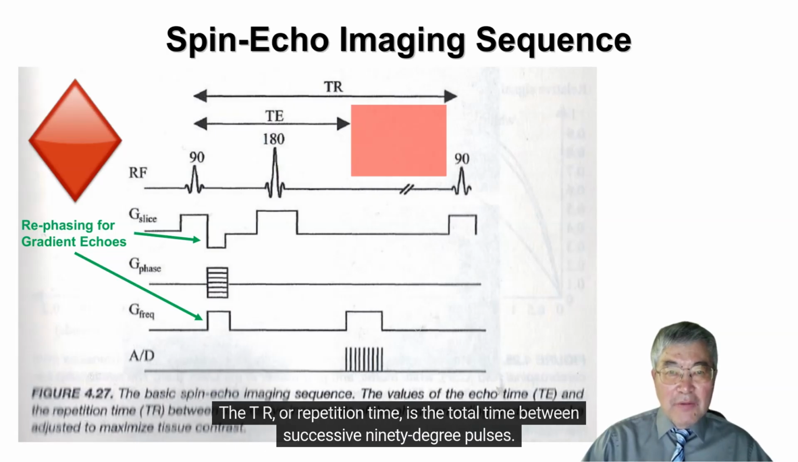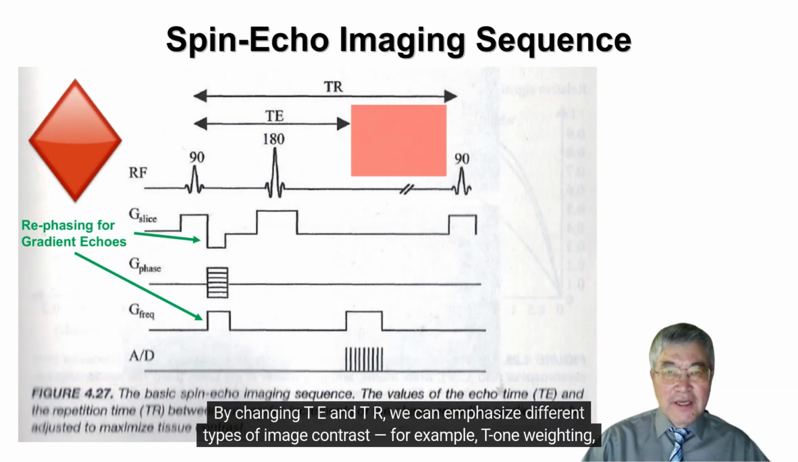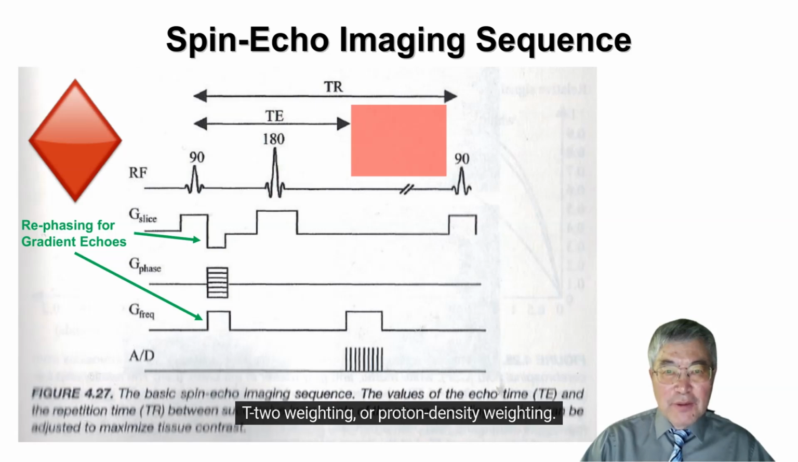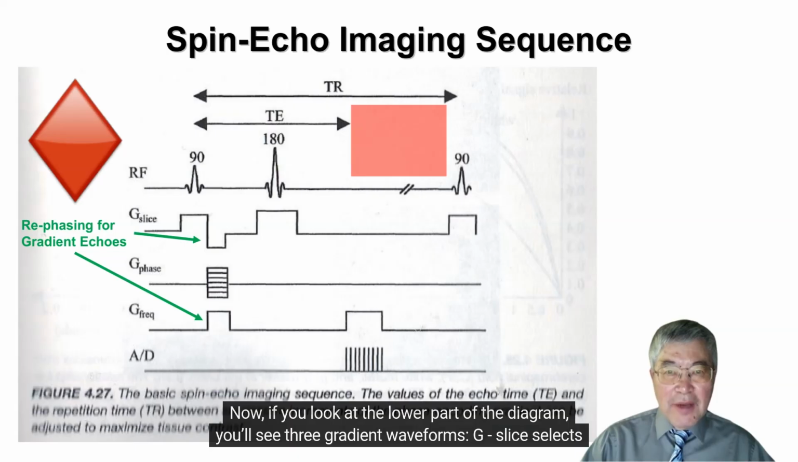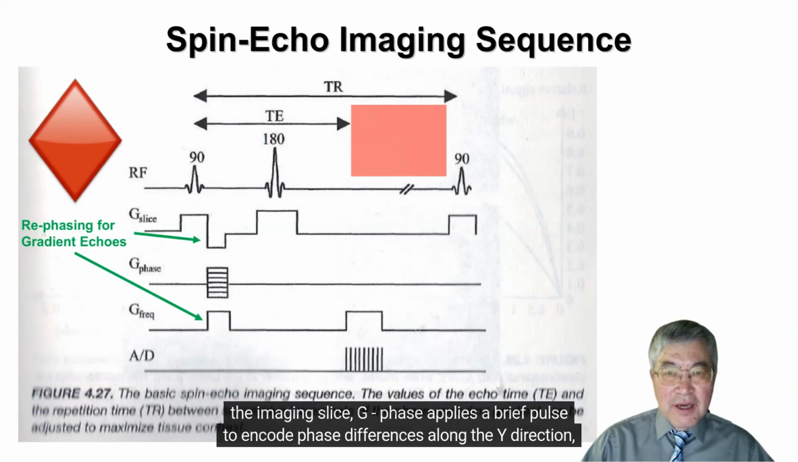The TR, or repetition time, is the total time between successive 90-degree pulses. By changing TE and TR, we can emphasize different types of image contrast, for example T1 weighting, T2 weighting, or proton density weighting. Now, if you look at the lower part of the diagram, you'll see three gradient waveforms. G slice selects the imaging slice. G phase applies a brief pulse to encode phase differences along the Y direction.